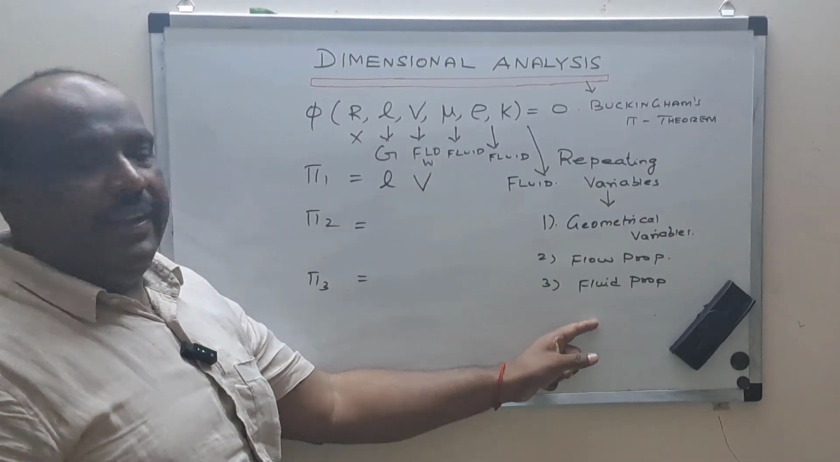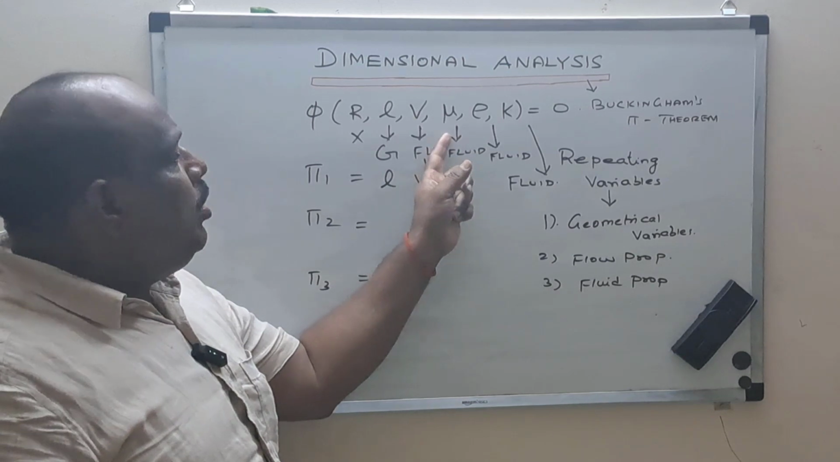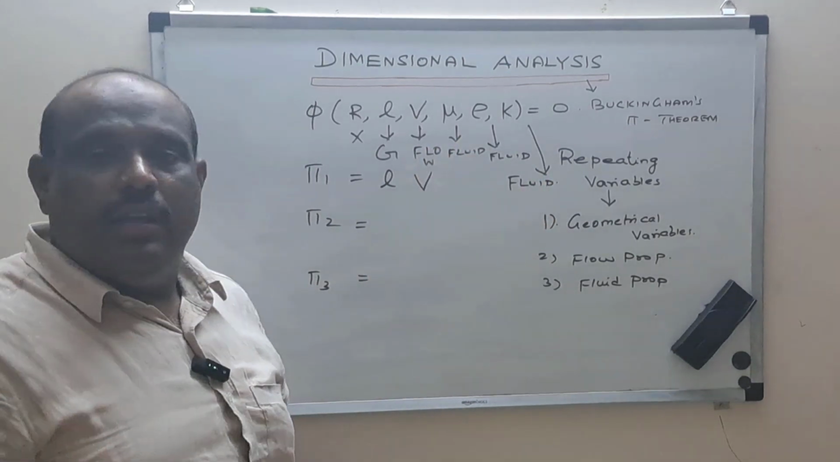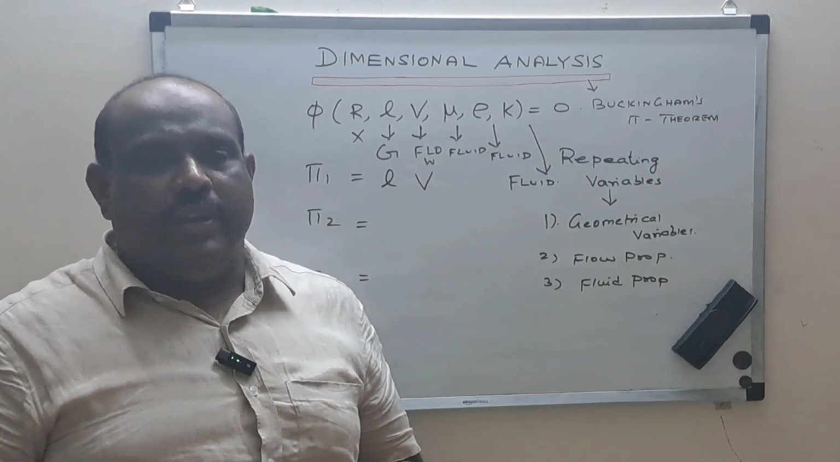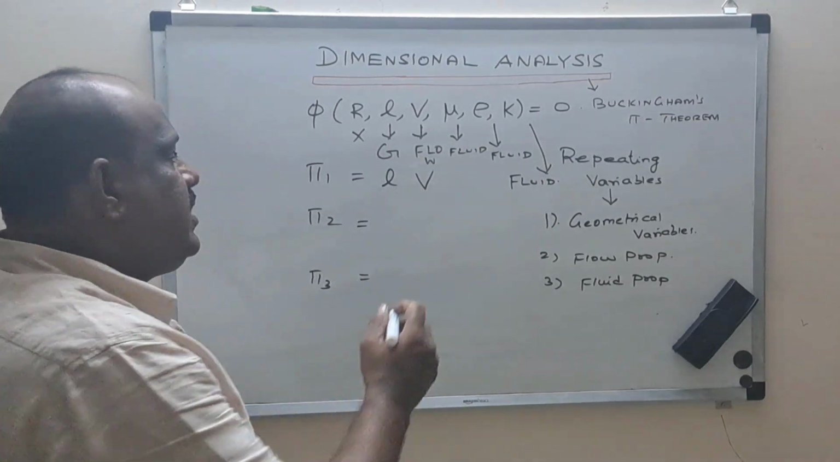Coming to the fluid property. How many fluid properties are there? Mu, rho, as well as K. All are fluid properties only. But I can give chance to only one variable. Here I will give the chance to density.